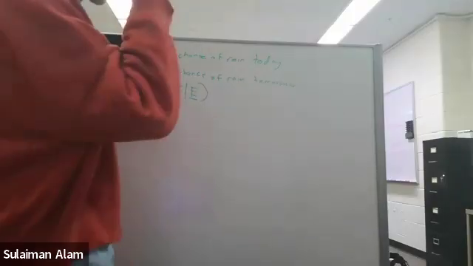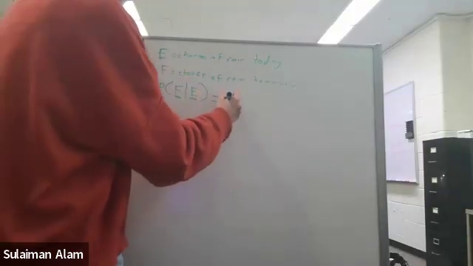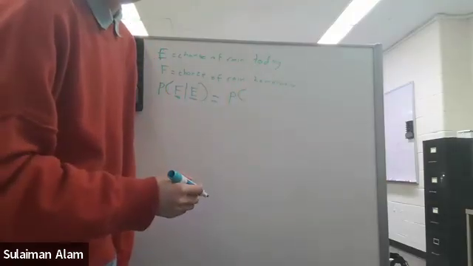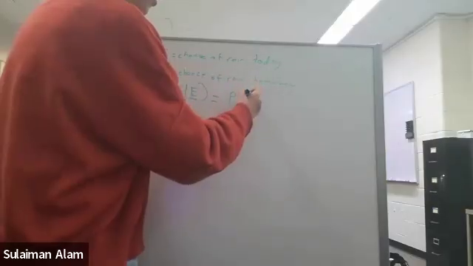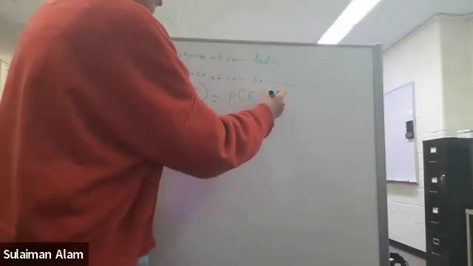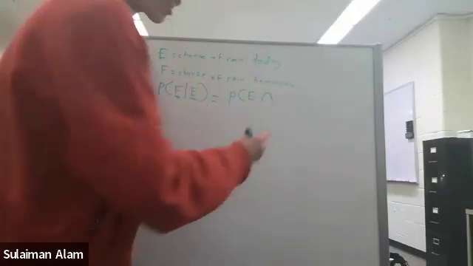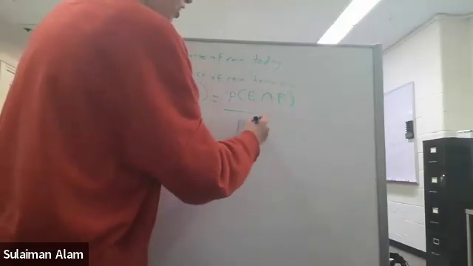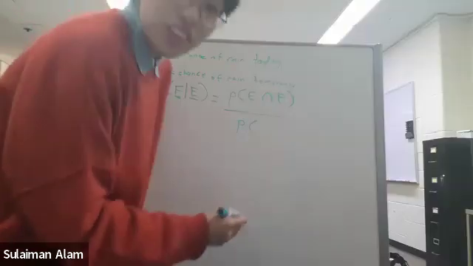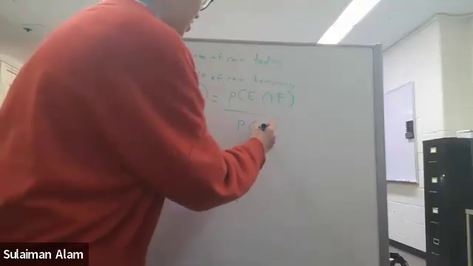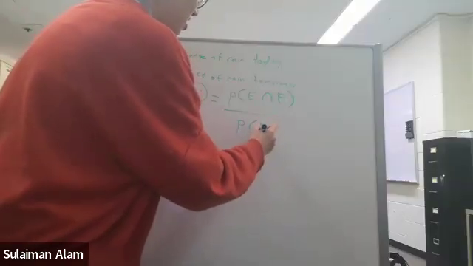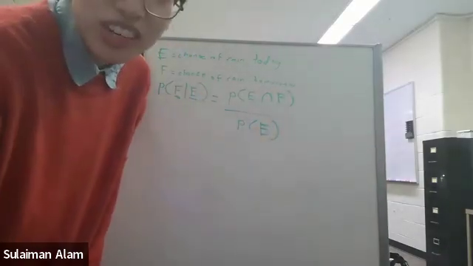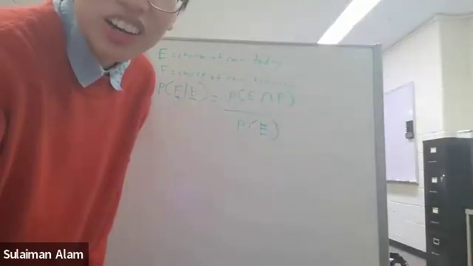So you have a formula for this, which is the probability of F given E is equal to the probability of E intersect F over the probability of E. I'll show this with an example first.